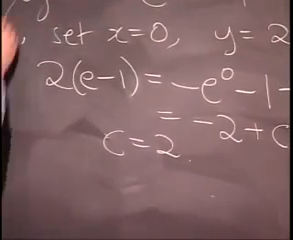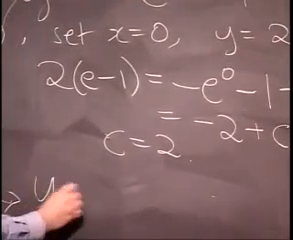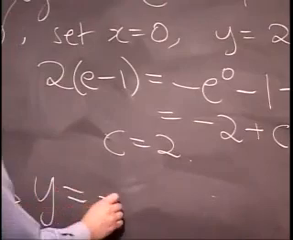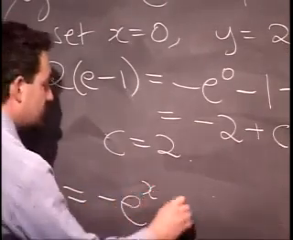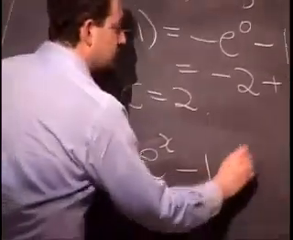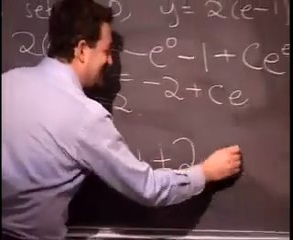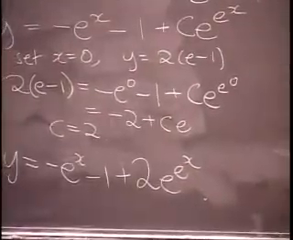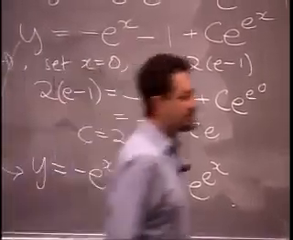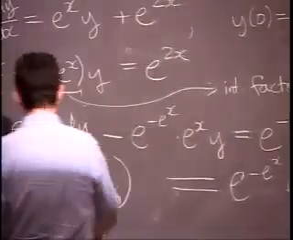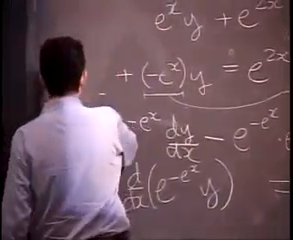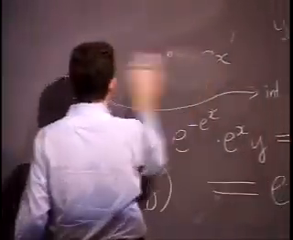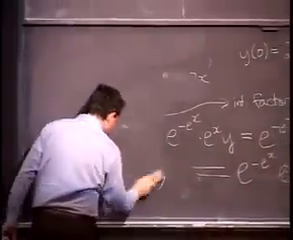And so that piece of information allows you to rewrite the solution with the ambiguity gone. y is minus e to the x minus 1 plus c, which is 2, so it's 2e to the x. And we know exactly what the solution is. All right, so that's the initial value problem part inserted in there. Any questions about that example?